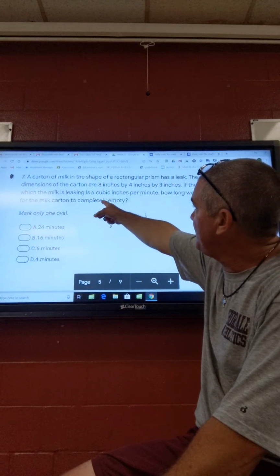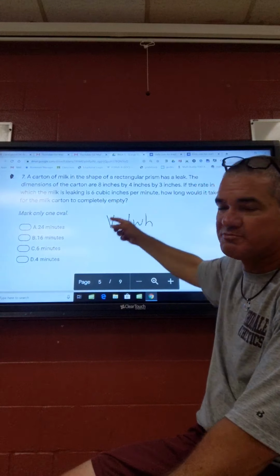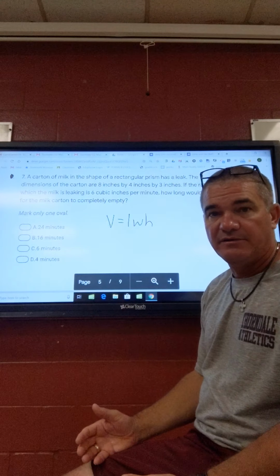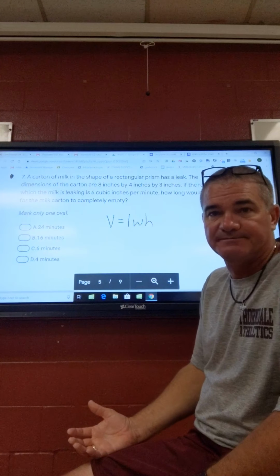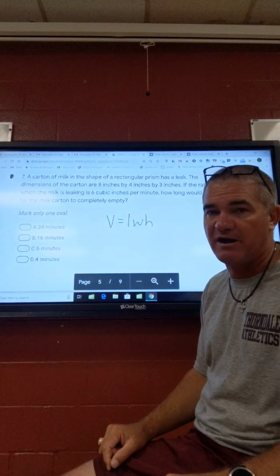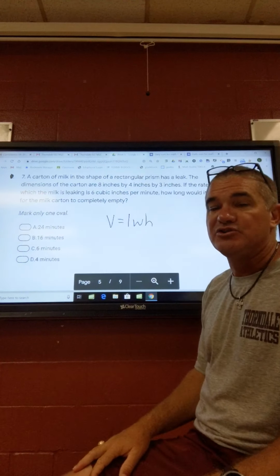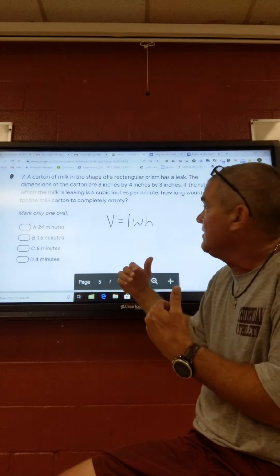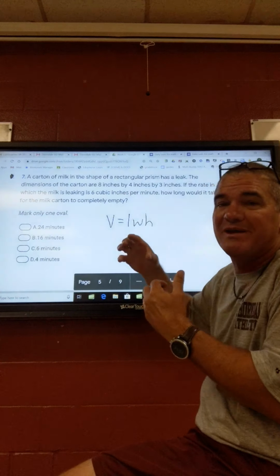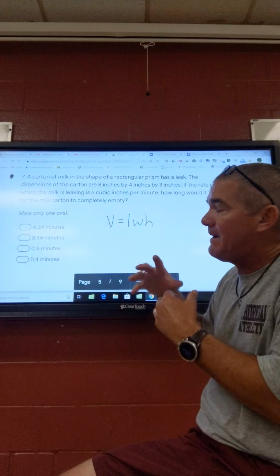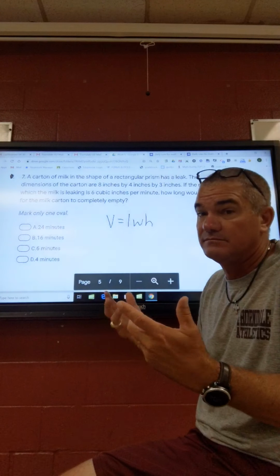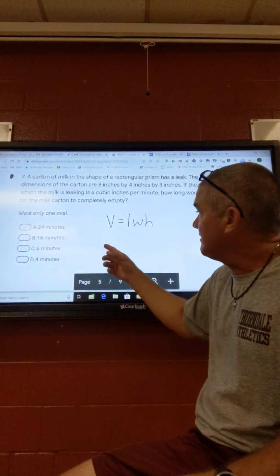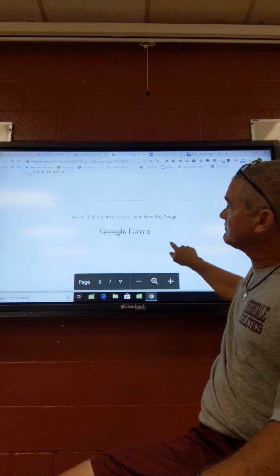And then it says, what if it's leaking at 6 cubic inches per minute? Well, what do you have to do to figure that out? That's what I want you to figure out on that one. I'm not going to say what you have to do. Just know you have to find the volume first, and then if you're losing 6 cubic inches per minute, how many minutes is it going to take to get rid of it? Think about it. Again, make sure your answer makes sense.